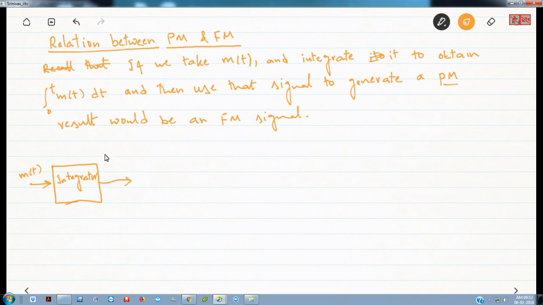And then here what do we get? Integral 0 to t m of t dt. So if we take m of t and integrate it, we obtain an integrated signal, and then use that signal to generate a PM signal using a phase modulator.